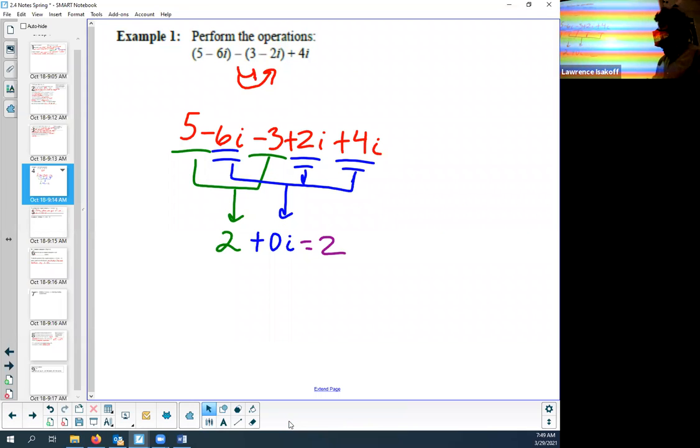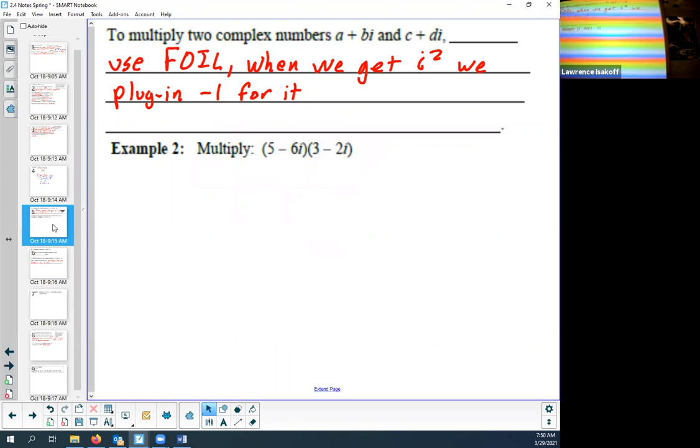There are just some important things you do have to remember about it, and we'll get into those details with multiplication and division. Because anytime you have an i squared, that's actually going to be -1. So you're going to have to replace anytime you see i squared with -1. So to multiply two imaginary numbers, we're going to use FOIL. When we get an i squared, we will plug in -1 for it. That's a big important fact with multiplying.